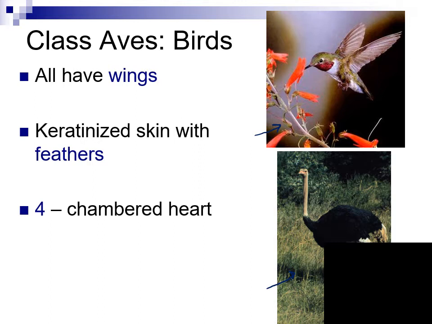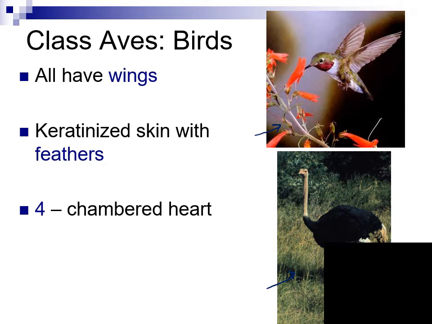They all have wings, but the ostrich is considered a flightless bird, and we'll look at a picture of the kiwi in a minute, and that is also considered a flightless bird. But they all have wings. They all have the keratinized skin. We have keratinized skin. It waterproofs our skin, but they have feathers where we have hair. And they have a four-chambered heart, which is going to be the most efficient heart.